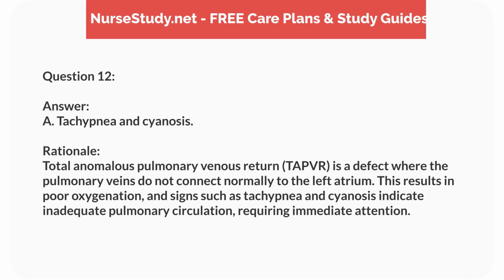Tachypnea and cyanosis. Rationale: total anomalous pulmonary venous return is a defect where the pulmonary veins do not connect normally to the left atrium. This results in poor oxygenation, and signs such as tachypnea and cyanosis indicate inadequate pulmonary circulation, requiring immediate attention.